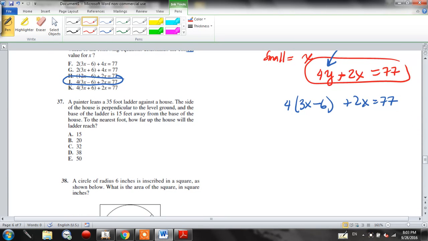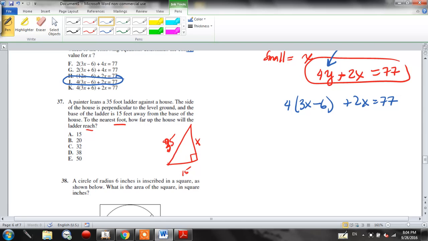Alright, do another. 37. A painter leans a 35-foot ladder against a house. The side of the house is perpendicular, thank goodness, to the level ground, and the base of the ladder is 15 feet away from the base of the house. To the nearest foot, how far up the house is the ladder's reach? So, in other words, how big is that?